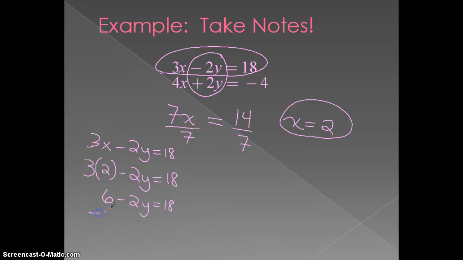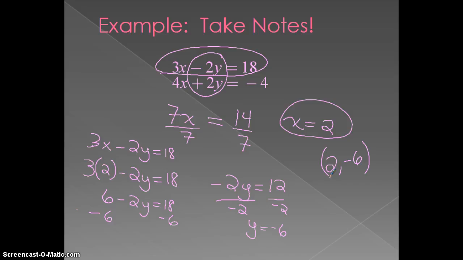Subtract 6 from both sides, and I'll get negative 2y equals 12. Divide everything by negative 2. Okay, simple solutions. We get negative 6. I've got an x value of 2. I've got a y value of negative 6. There's my solution. 2, comma, negative 6.